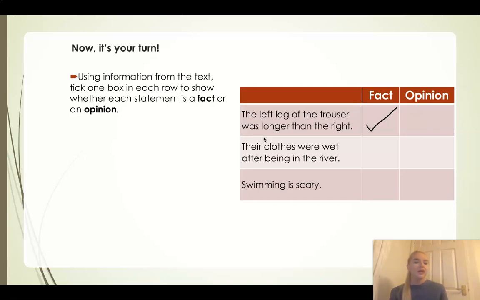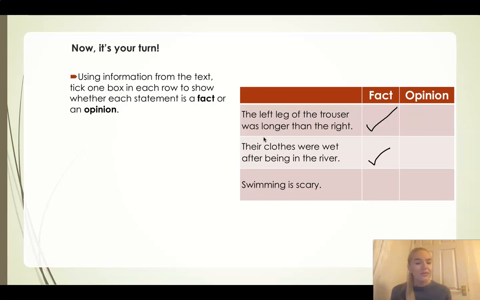Okay? Their clothes were wet after being in the river. Do you think this is a fact or an opinion? Absolutely, it's a fact too. It's a fact because anyone could see that their clothes were wet. They could see that their clothes were wet. They could feel their clothes were wet. It's not open to different opinions, different interpretations.